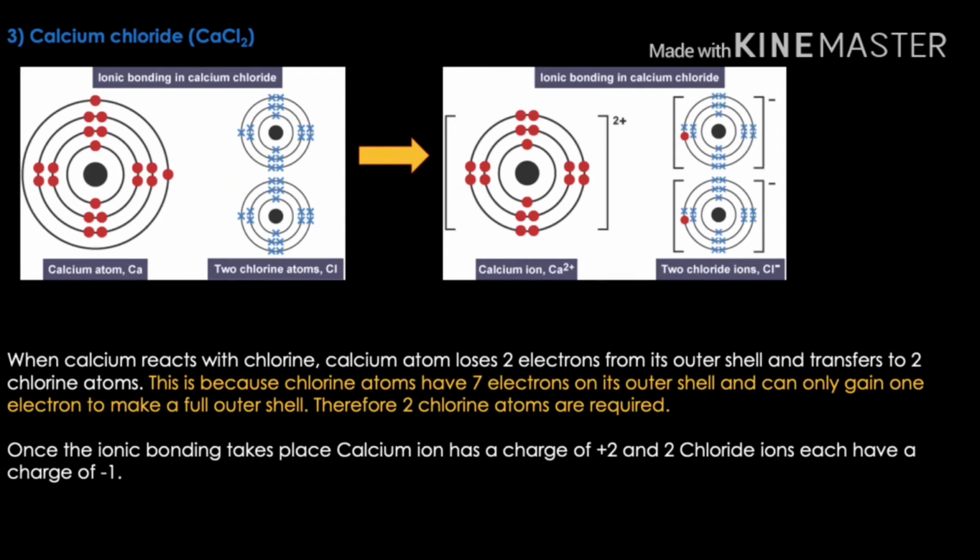This example is very important because, as you can see on the previous slides, we had 1 atom of each element, whereas on this slide we've got 2 chlorine atoms. Let's see why. So when calcium reacts with chlorine, the calcium atom loses 2 electrons from its outer shell and transfers them to 2 chlorine atoms. This is because chlorine atoms have 7 electrons on their outer shell and can only gain 1 electron to make a full outer shell. Therefore, 2 chlorine atoms are required. Once the ionic bonding takes place, the calcium ion has a charge of +2 and the 2 chloride ions each have a charge of -1. This forms calcium chloride.